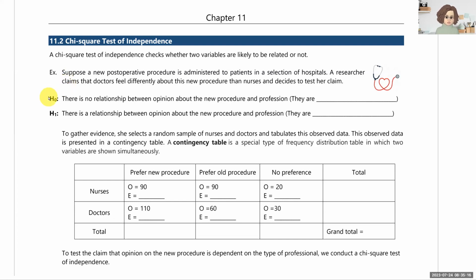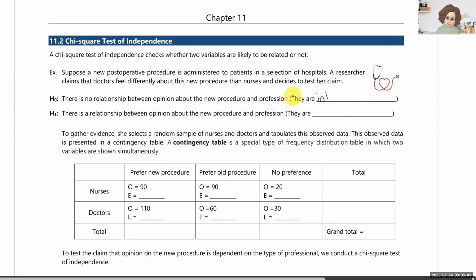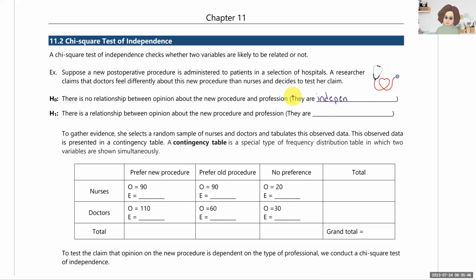All right, so our null hypothesis in a test of independence will be that there is no relationship between the variables of interest. So in this particular case, there is no relationship between opinion on the new procedure and the profession of the person you're talking to. So said another way, we would call these variables independent.